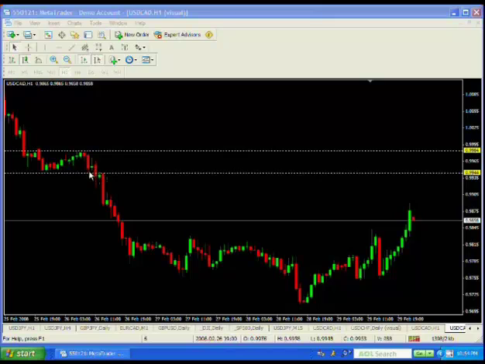But in this particular situation, price followed form. We had a breakout here, we had a pullback up to support, which is now resistance, and then price reversed and continued back down.